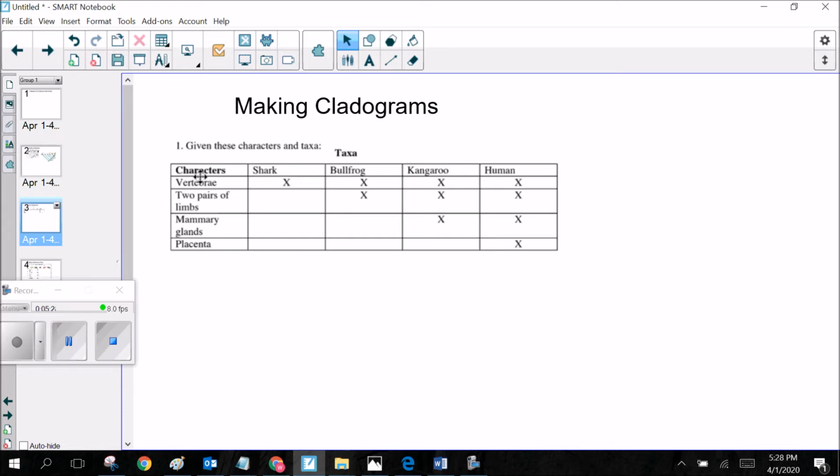So the shark only has a vertebrae, which is a backbone. It doesn't have 2 pairs of limbs, mammary glands, or placenta. On the other hand, the human has all of them. It has all of these traits. So how would we build a cladogram out of this?